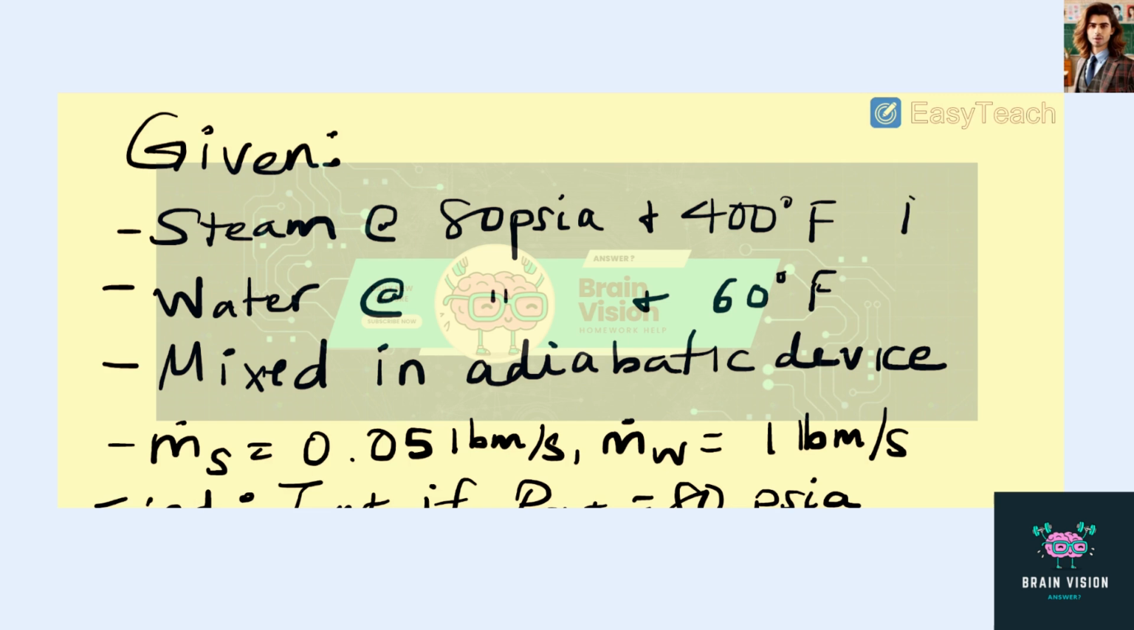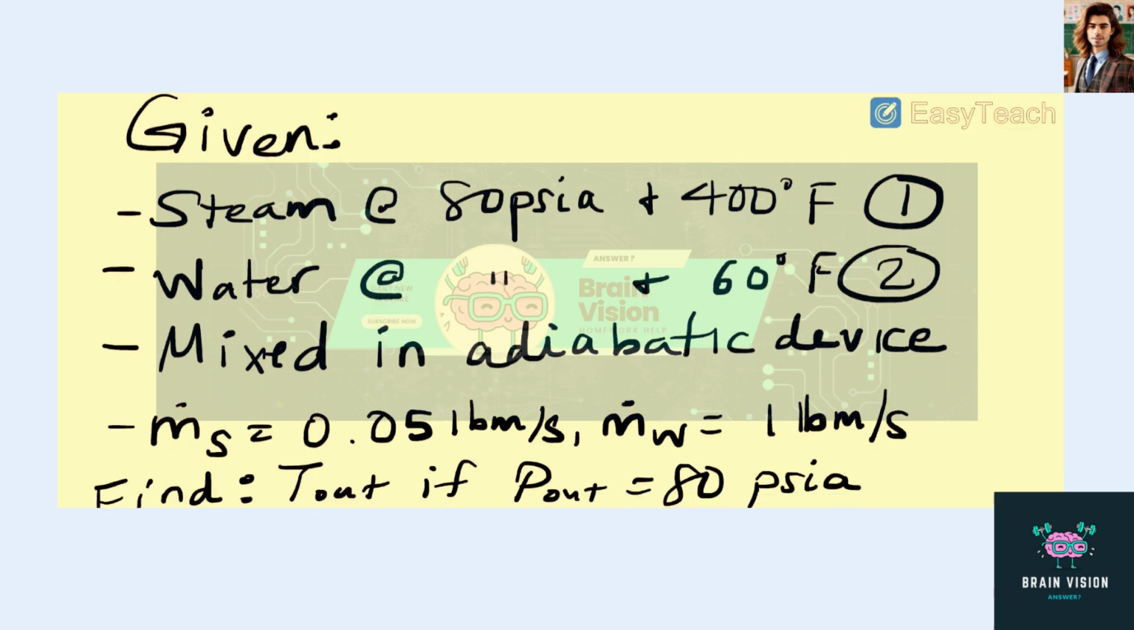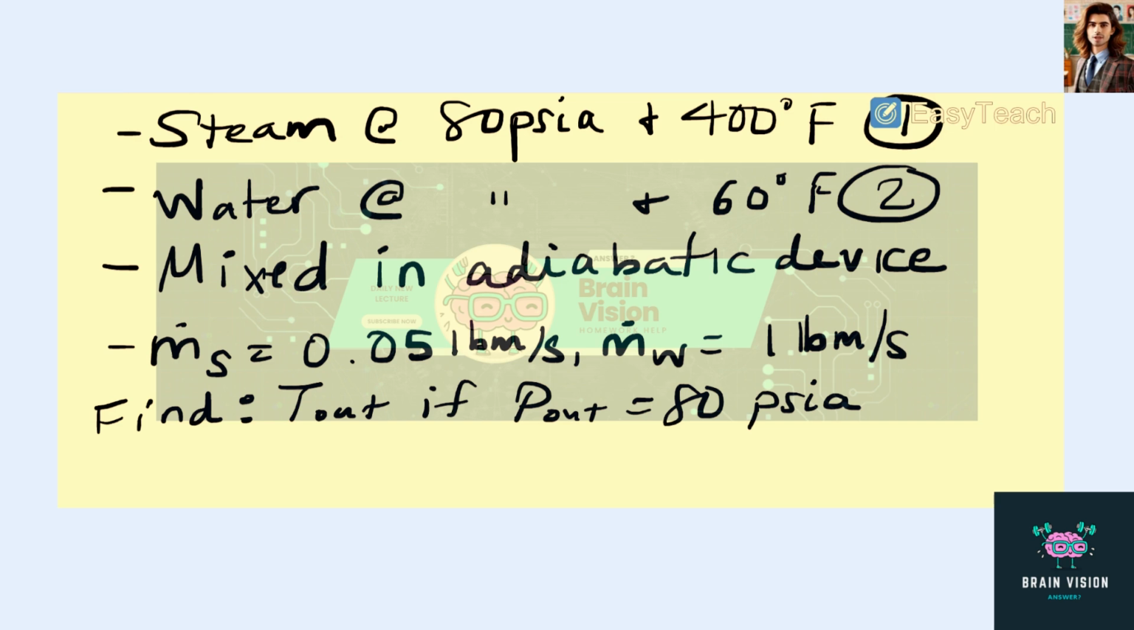Hi everybody, so what we have is a stream of steam at 80 psi and 400 degrees F. It's going to be 1. And we have a stream of water that's at 80 psi and 60 degrees F. That's going to be 2. That's mixed in an adiabatic device such that the mass flow rate of the steam is 0.05 pound mass per second and the mass flow rate of water is 1 pound mass per second. What we're asked to find is the outlet temperature after mixing if we know the exit pressure is 80 psia.